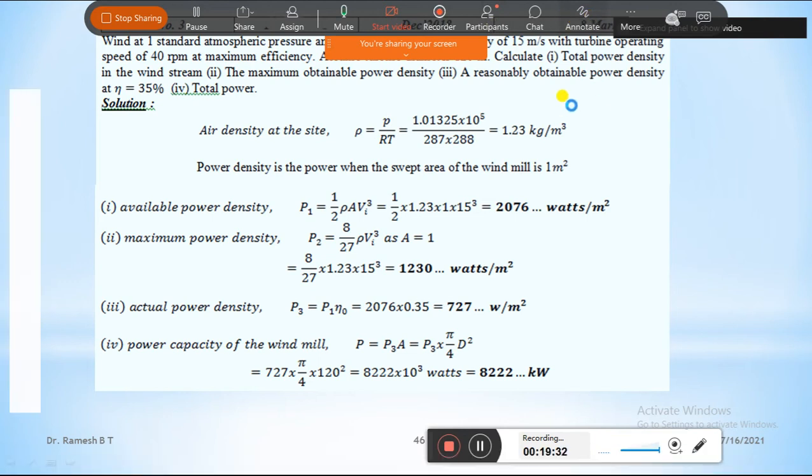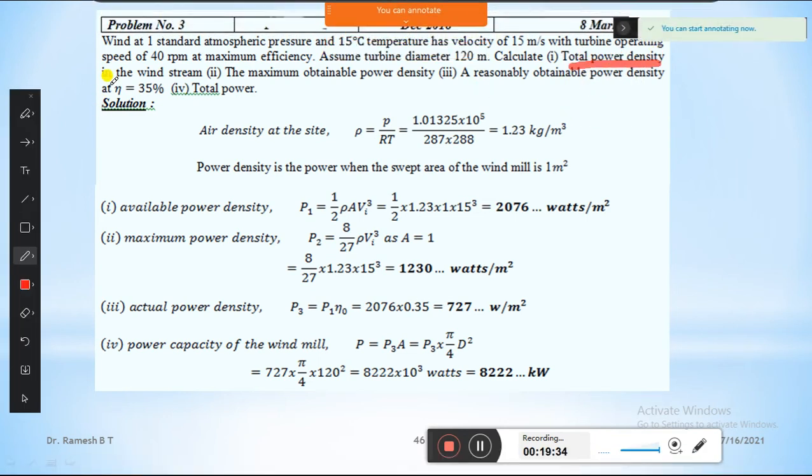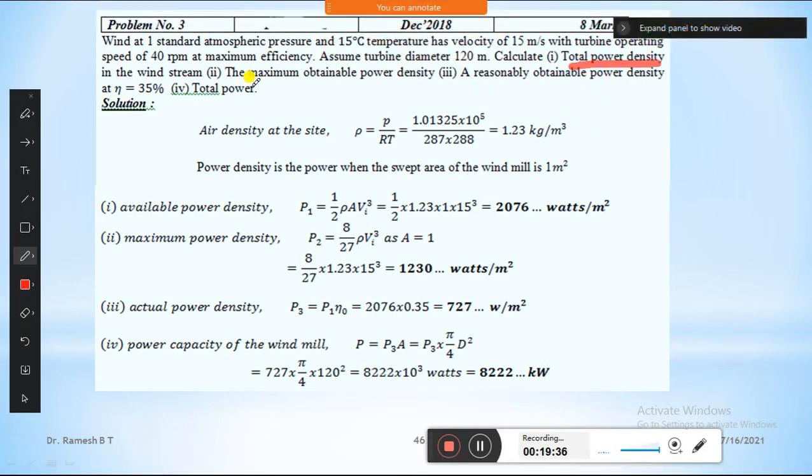First you have to calculate the total power density in the wind, second the maximum obtainable power, third the reasonable obtainable power density with efficiency of 35%, and fourth the total power. So these 4 unknowns you have to calculate by using the above given data.